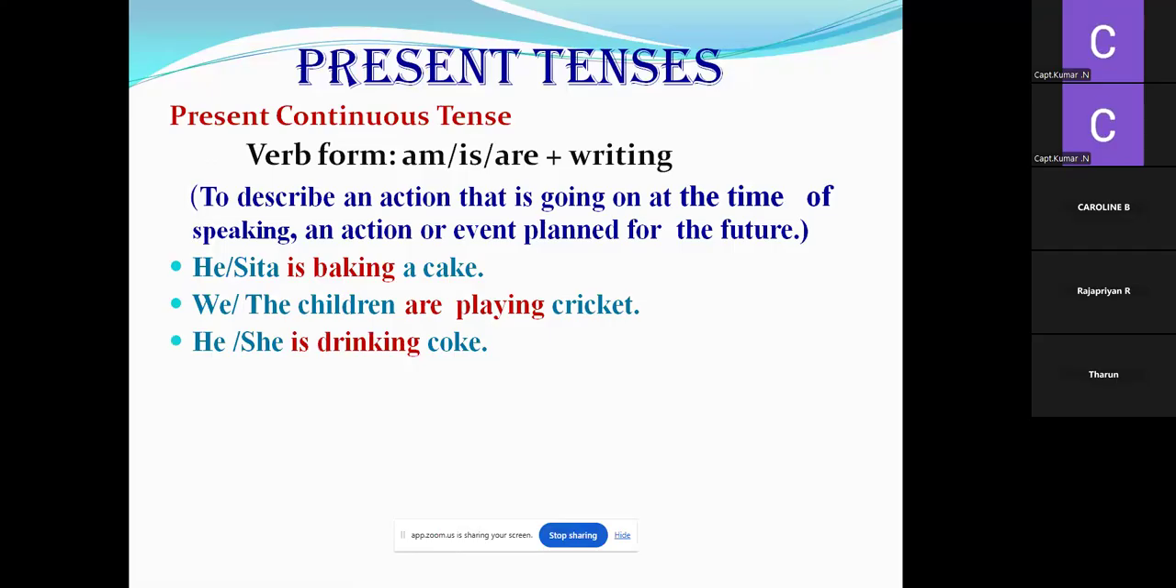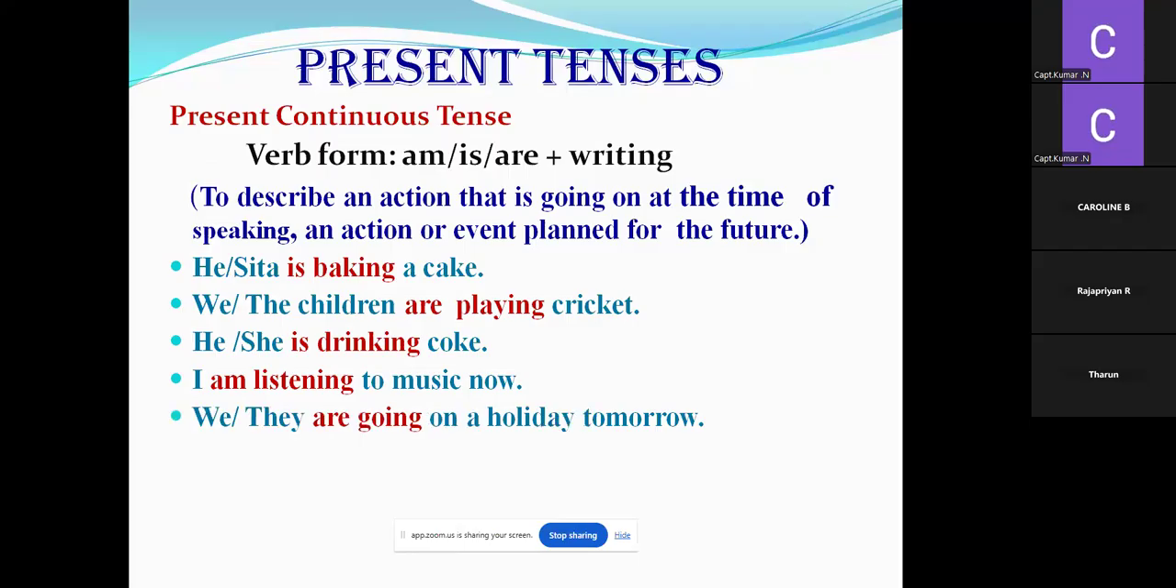She is drinking Coke. I am listening to music now. Yes, subject I takes verb am. We are going on a holiday tomorrow. See, here "are going" is used because it is a well-planned activity for the future.